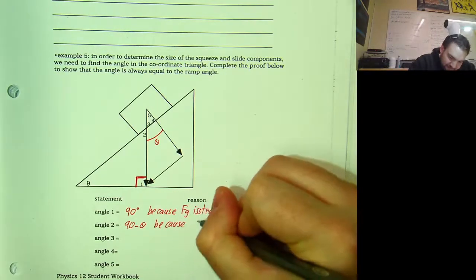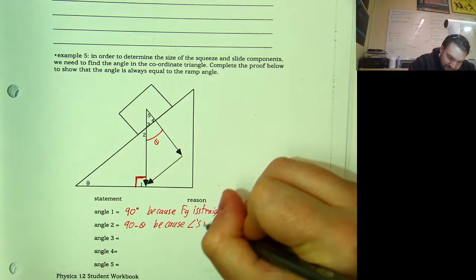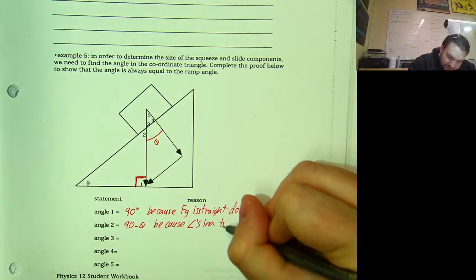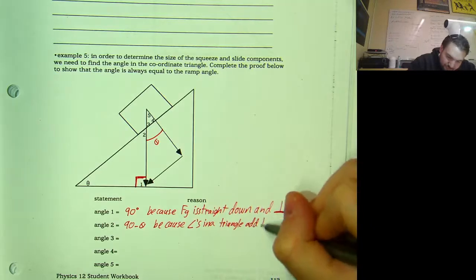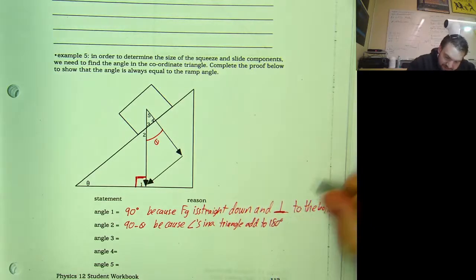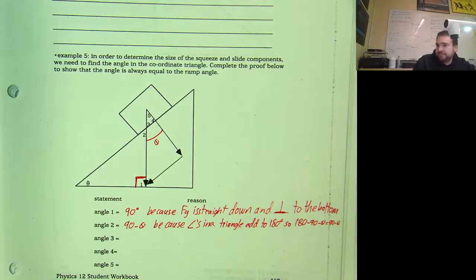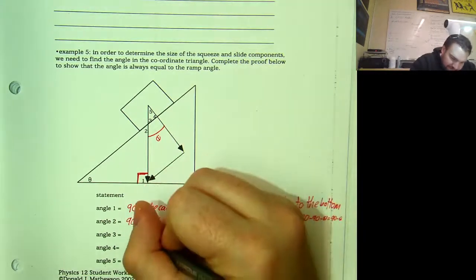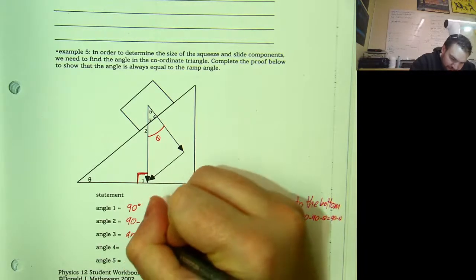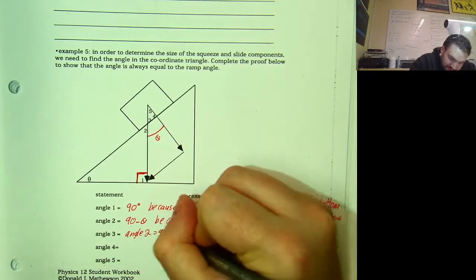because angles in a triangle add to 180 degrees. So 180 minus 90 minus theta equals 90 minus theta. Angle 3 is going to equal angle 2, which equals 90 minus theta.